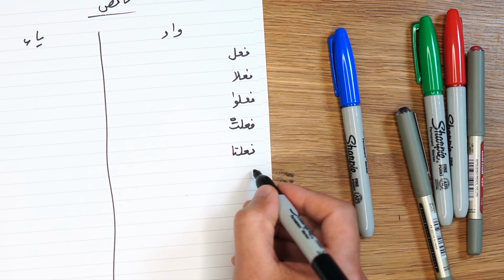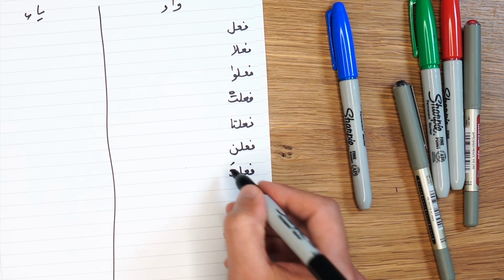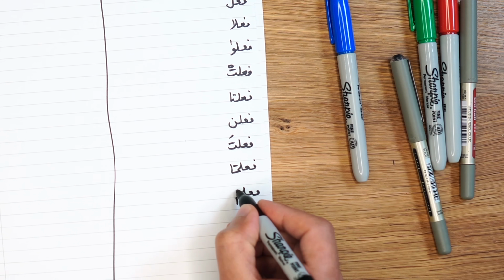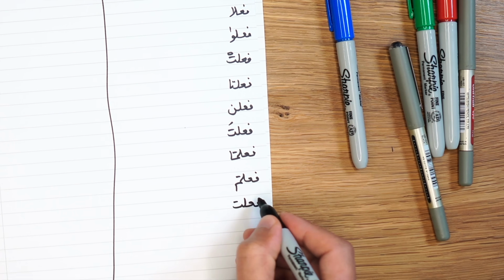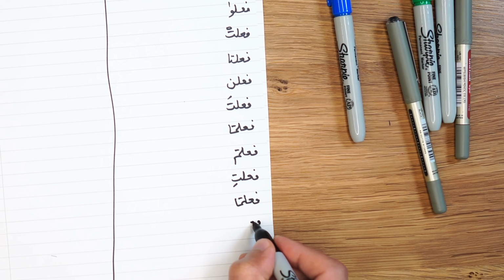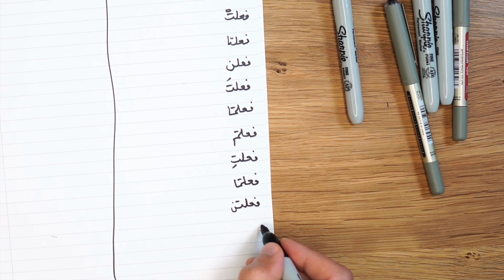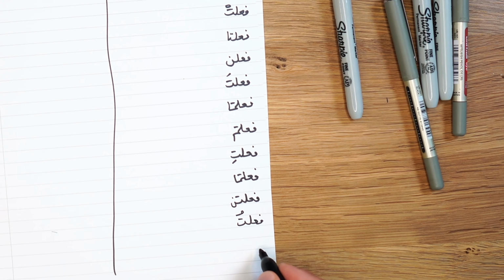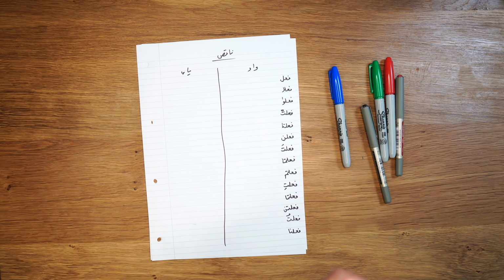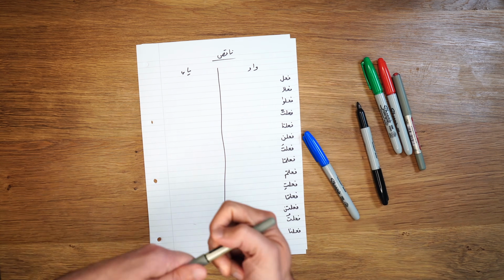Fa'alata, fa'alna, fa'alta. I know it's quite long-winded. Fa'altuma, fa'altum, fa'alti, fa'altuma, fa'altu, fa'alna. Right, so these are 14. Should be 14 anyway.